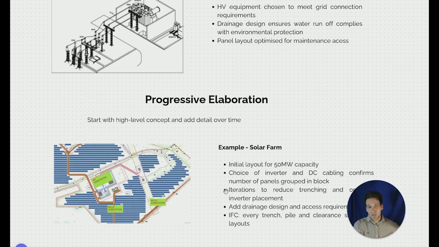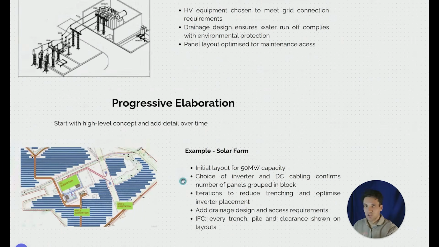And then by the time we get to an issue for construction drawing set, we've got every trench, a set out location, a depth, an orientation. We know where every single pile is going to be. We know every clearance shown on the layouts, and we know exactly where everything's going. But we don't start with just the solar farm and then start by orientating where all the piles are going to go. We go through a process of progressive elaboration.